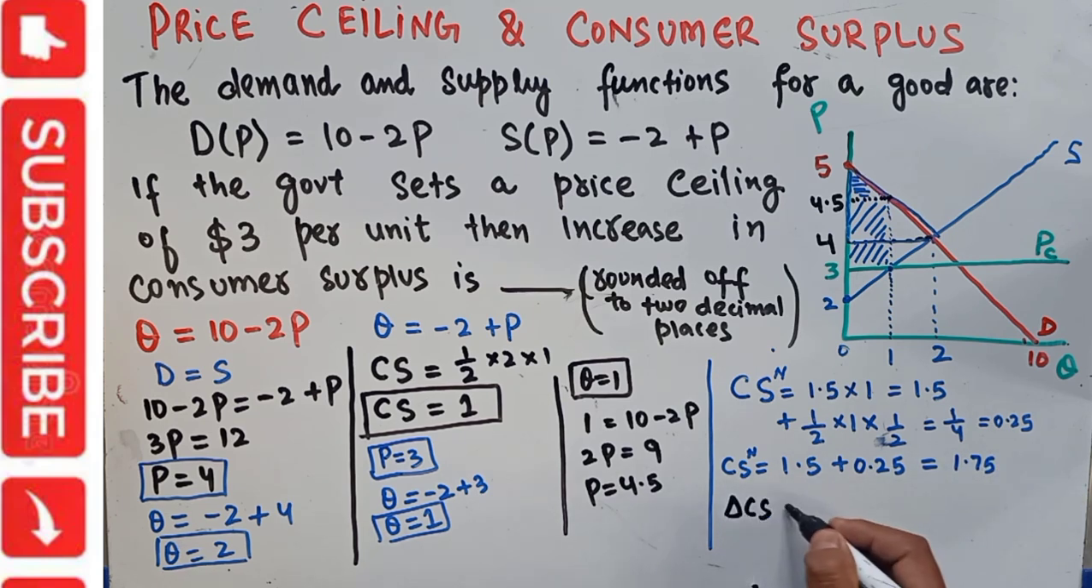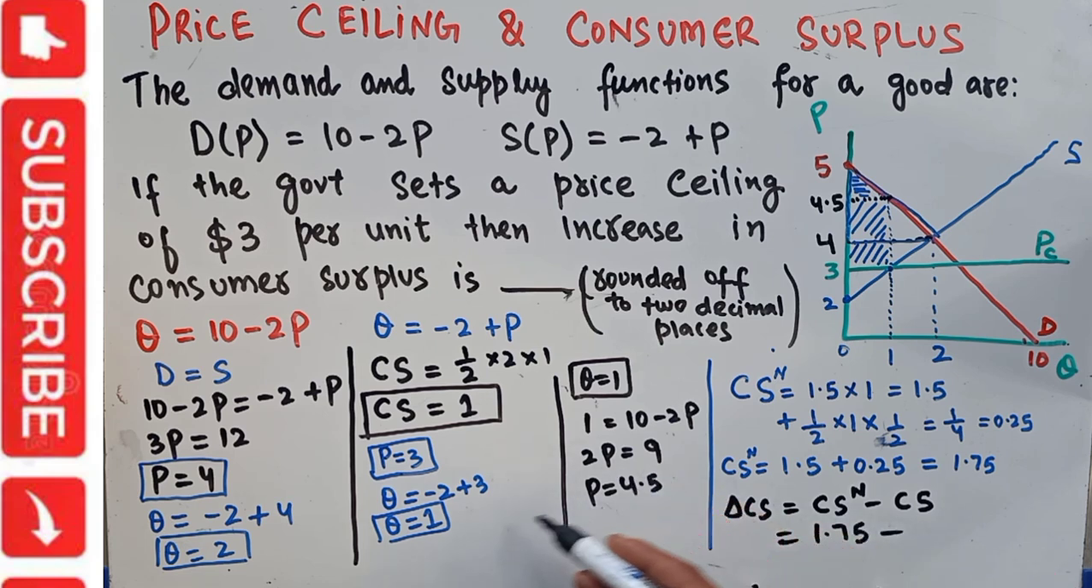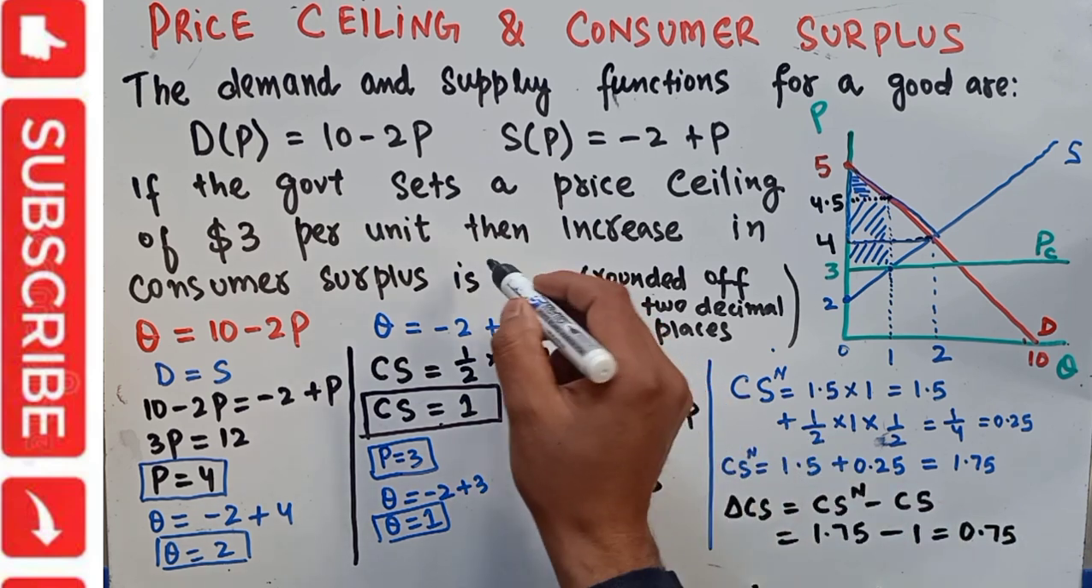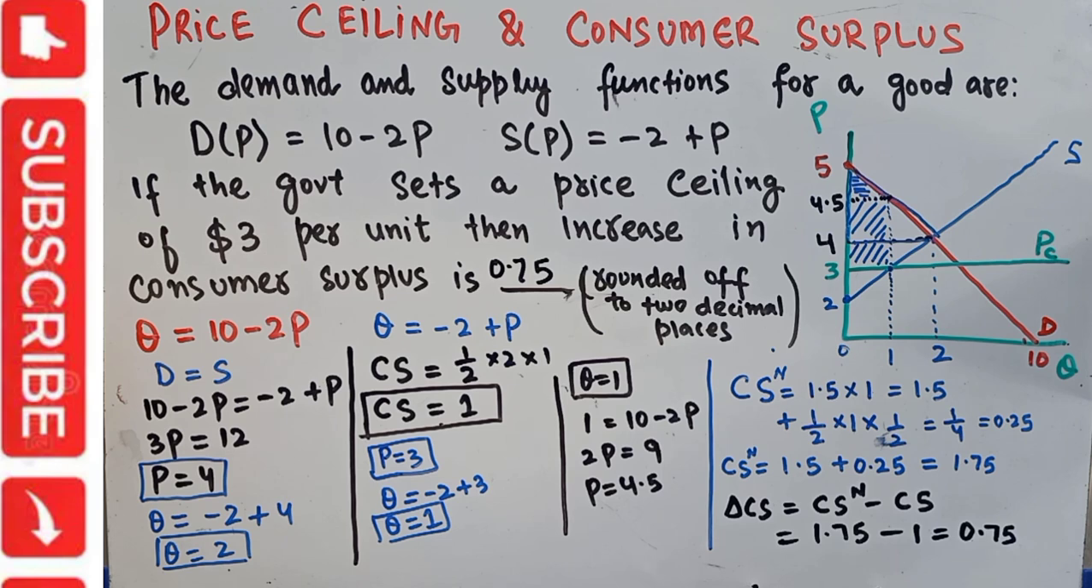Now what is the change in consumer surplus? Change in consumer surplus is simply equal to the new consumer surplus minus the old consumer surplus. So the new consumer surplus is 1.75. Initial consumer surplus was, we calculated somewhere, it is 1. So we will get the increase in consumer surplus is 0.75. So we write here 0.75. Okay, I hope I make myself clear in this video.